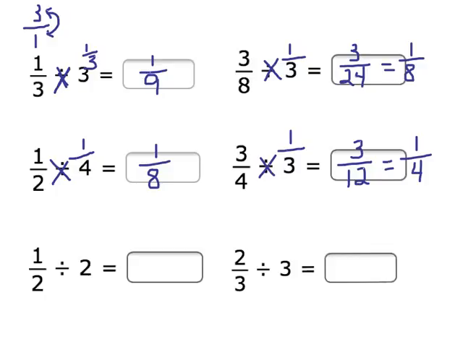1/2 divided by 2. All right, I need to find the reciprocal, so I'm going to do the opposite. I'm going to change that to a multiplication sign, and rather than 2 over 1, I have 1 over 2. 1 times 1 is 1. 2 times 2 is 4. And my last problem, 2/3 divided by 3. I need to find a reciprocal. Change that to multiplication. Rather than 3 over 1, I have 1 over 3. 2 times 1 is 2. 3 times 3 is 9, and that cannot be simplified.